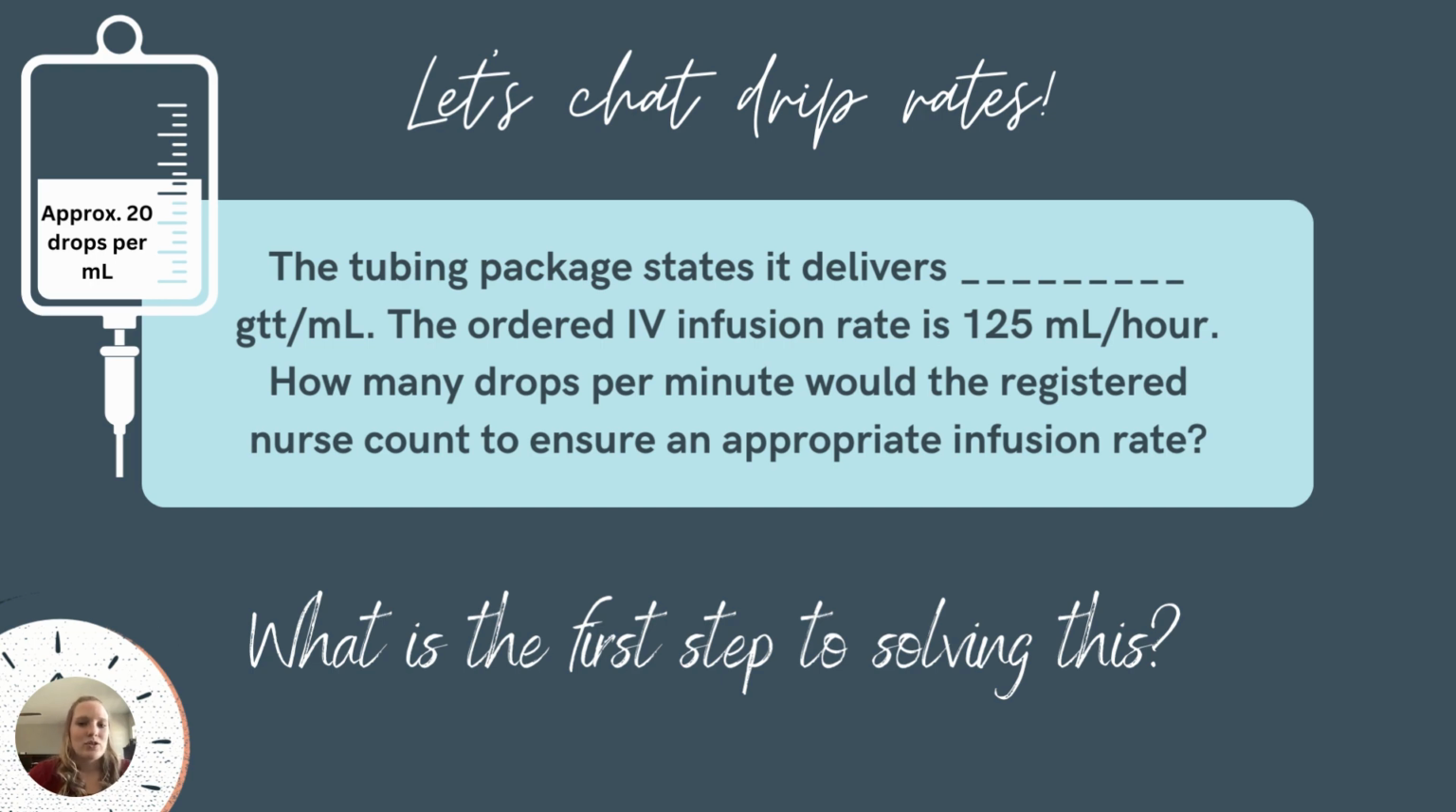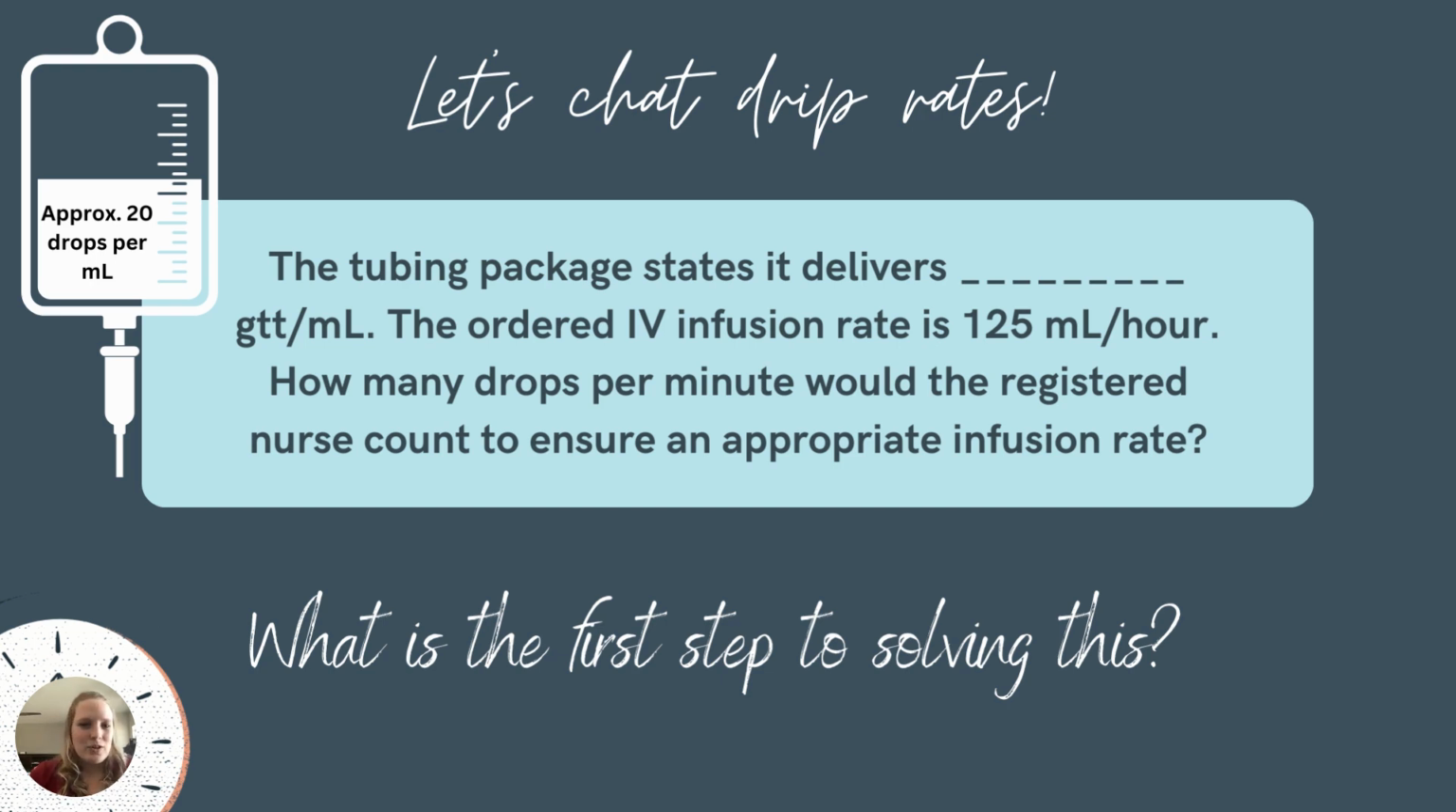So, a registered nurse is hanging intravenous fluids to gravity for a client in the emergency department, as there were no more pumps due to unit acuity. The tubing package states it delivers 20 drops per milliliter. The ordered IV infusion rate is 125 milliliters per hour. How many drops per minute would the registered nurse count to ensure an appropriate infusion rate? Round to the nearest whole number.